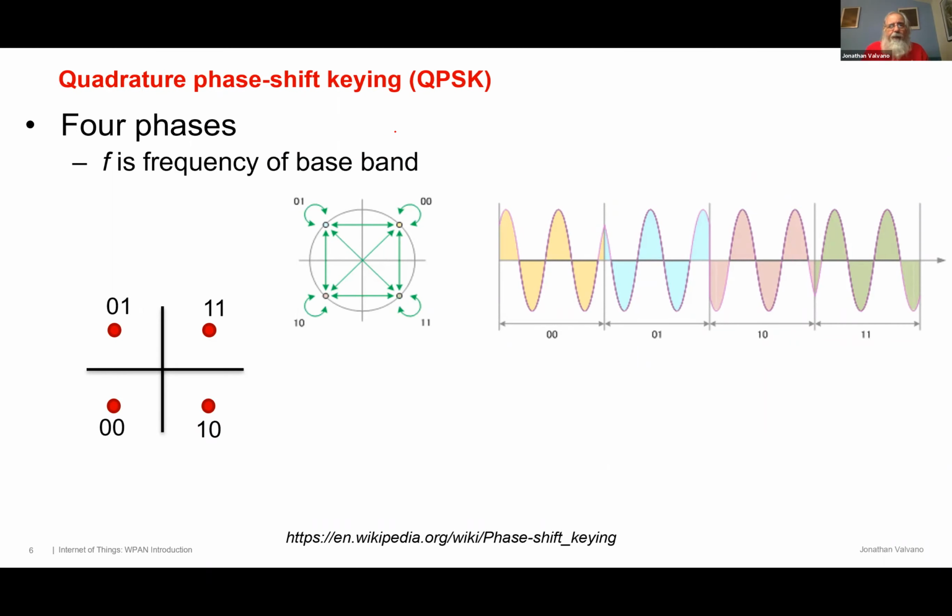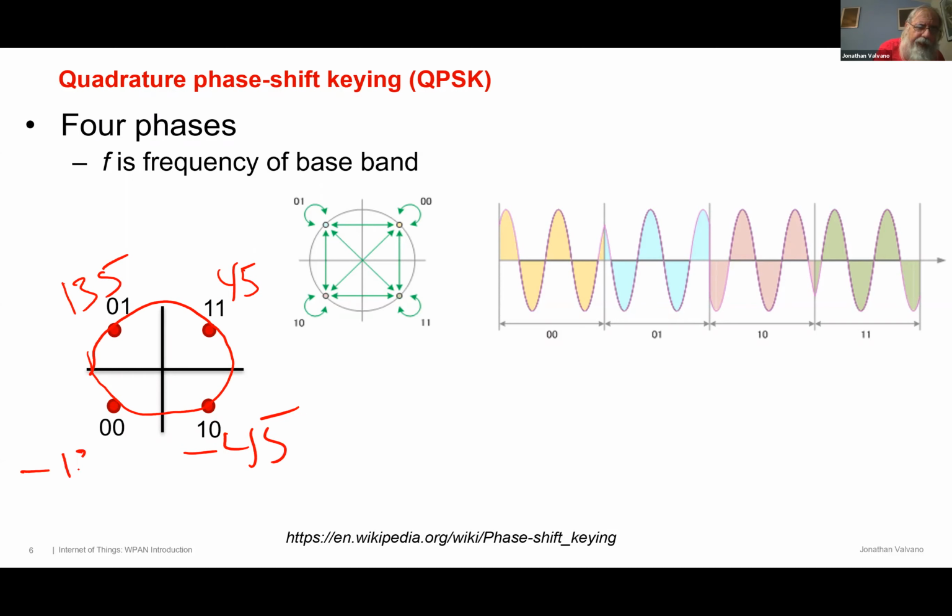The first is obviously to increase the data rate. We want to encode more bits per baud, right? Per frame. And again, this is the unit circle, and we've got 45 degrees, 135, minus 45 and minus 135 degrees. Pi over 4, 3 pi over 4. This is pi over 4 right here.